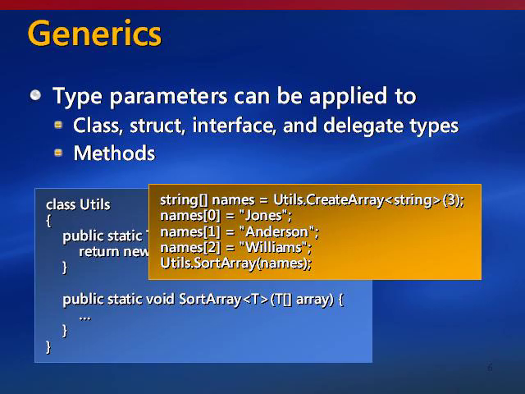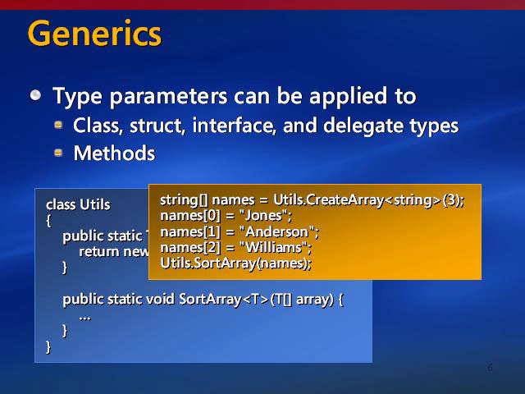And you'll note no typecasts are necessary here, that the true type of the returned value is indeed string array. I then fill in my string array, and then I call utils.sortArray of names. And if you're paying attention, you'll note that I did not supply a type parameter in my call to utils.sortArray.